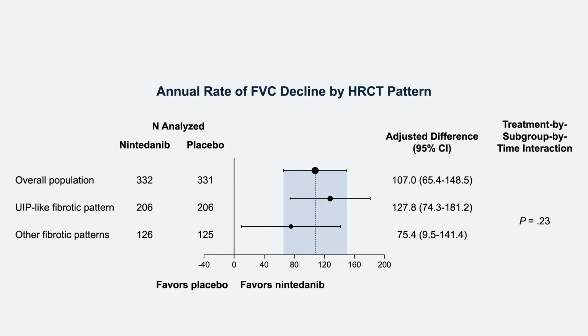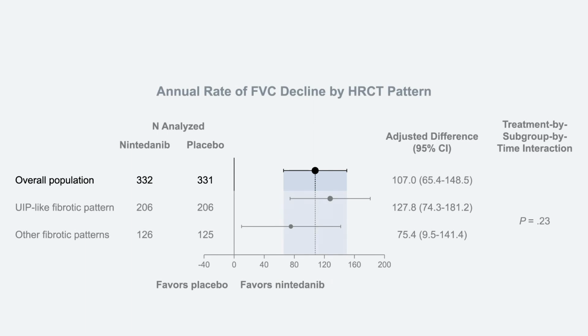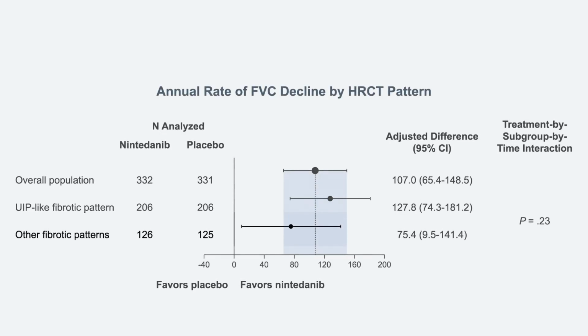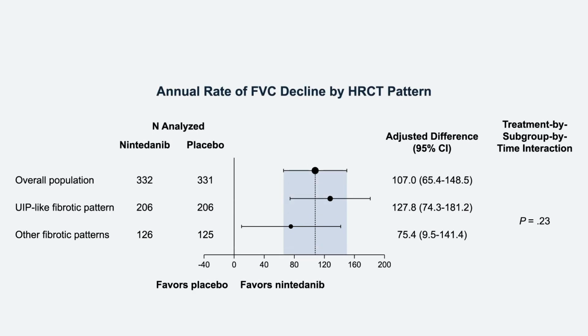You're looking at the annual rate of FVC decline over 52 weeks. First of all, the groups, the overall population, the UIP-like fibrotic pattern, and the other fibrotic patterns, they all favor nintedanib. But the way that they did this is they broke down the efficacy endpoint of FVC into 3 categories, as I just mentioned. All patients, right, overall population, UIP-like only, and all other fibrotic patterns. Now, what they show is that all 3 groups favor nintedanib.